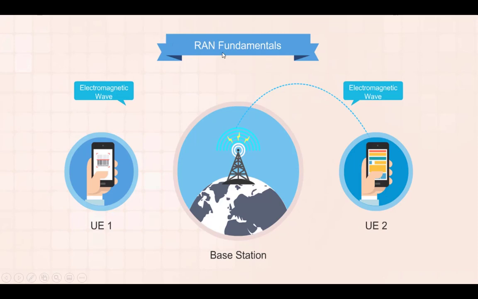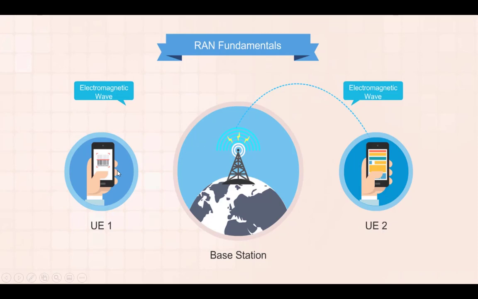RAN, radio access network fundamentals, how does it work? In this example, we have two users, UE1 and UE2. Both are using electromagnetic waves to communicate with each other. UE1 will connect with the base station gNB through the electromagnetic wave, and the gNB base station will then connect with UE2, user 2.